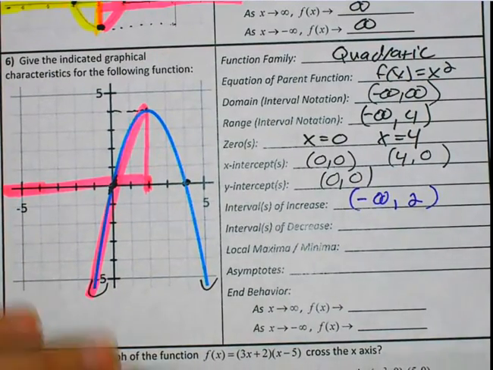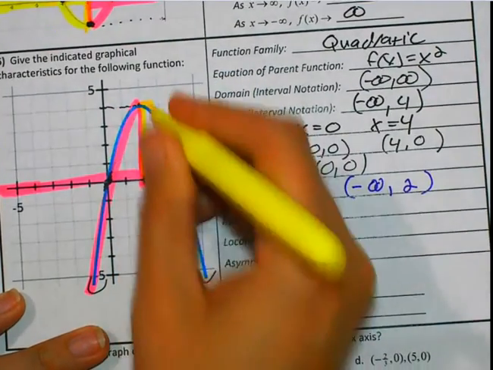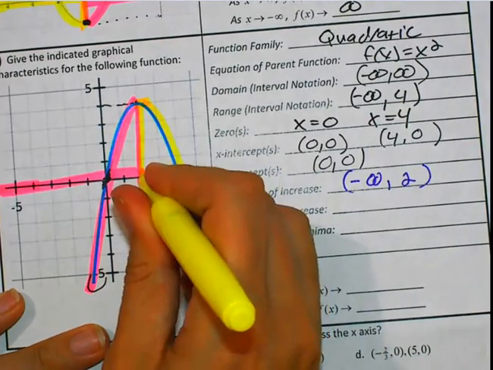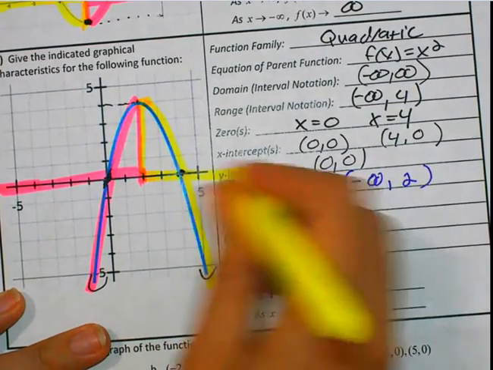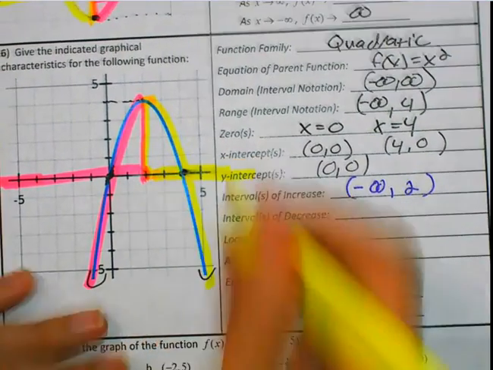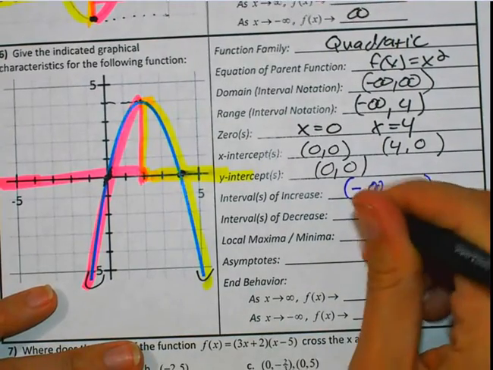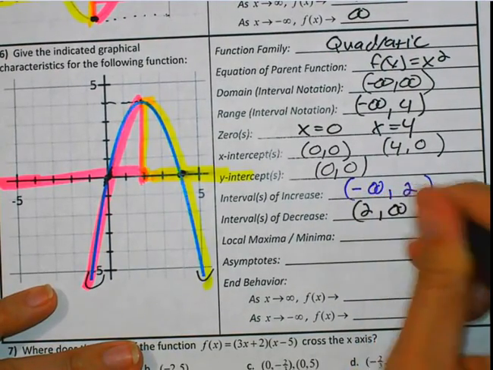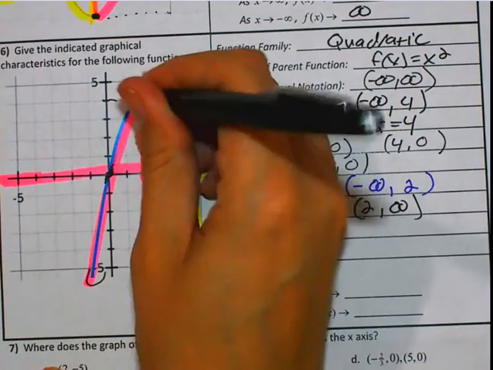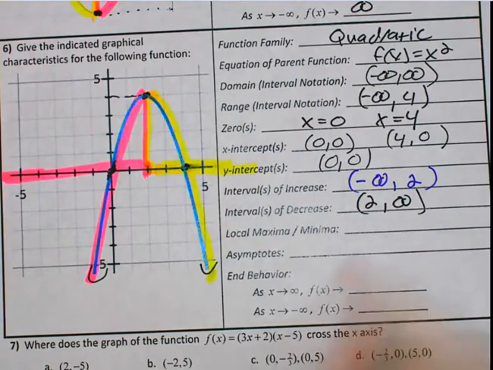And then it's decreasing. So it's starting to decrease here. And it decreases. But remember, when we write the interval, we're looking at the x value. So it's decreasing from here, which is 2. And then on the x-axis, it continues to decrease to positive infinity. Okay? Because the graph is turned down, we have a maximum point, which is also the vertex, and that maximum point is going to be at 2, 4.